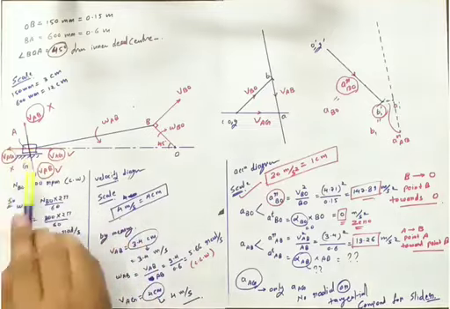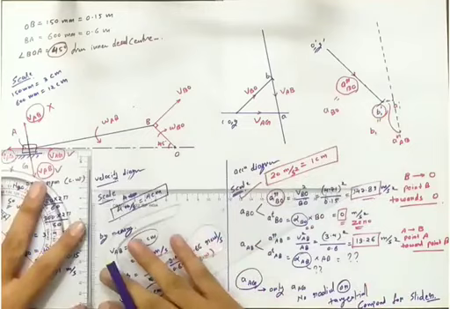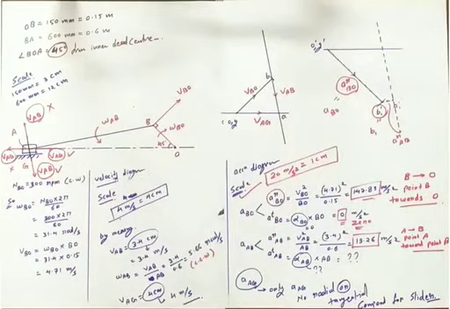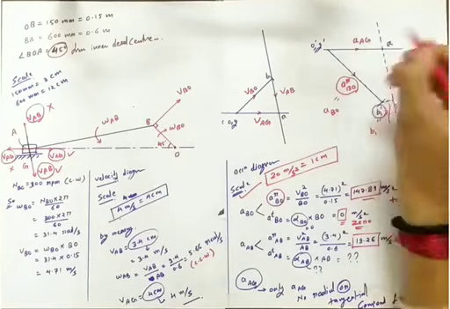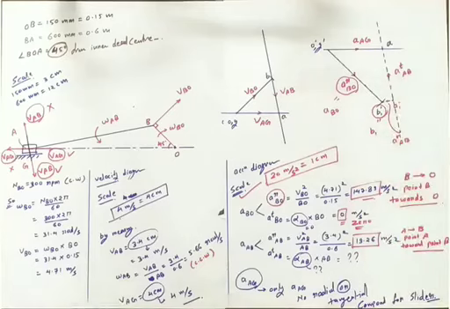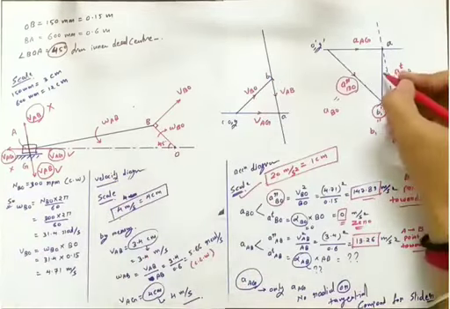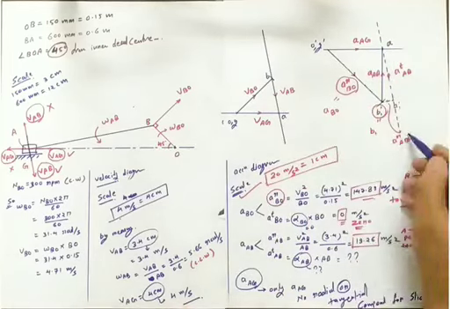Now we'll go for the slider, and the slider has no component, only a single acceleration. So we will go in the horizontal direction on this. You can see the intersection, that is point A. This is the acceleration of AG, this is the tangential acceleration of AB, and we will just call this the acceleration of AB. So the acceleration diagram is completed.